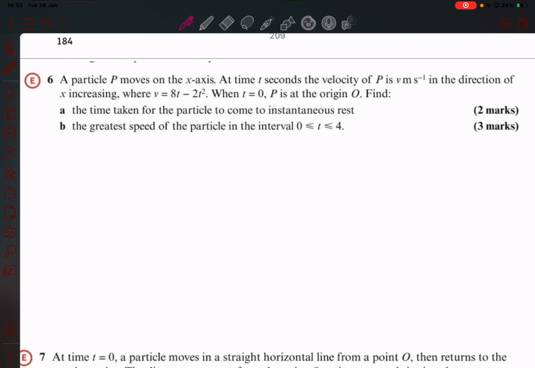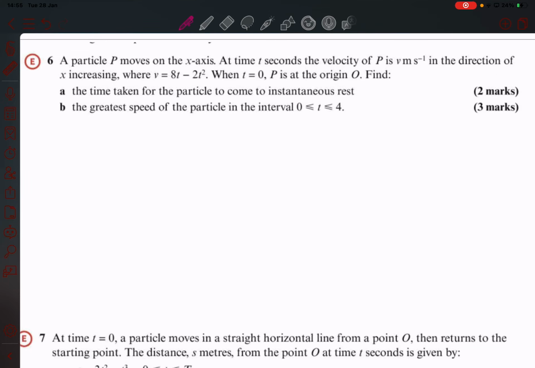Right, so number 6 is the easiest of the three. A particle P moves on the x-axis at time t seconds. The value of the velocity is v meters per second in the direction of x, which is increasing. So we have an expression for the velocity, which is 8t minus 2t squared. When t is equal to 0, P is at the origin. So you are starting at the origin. We need to find the time taken for the particle to come to instantaneous rest.